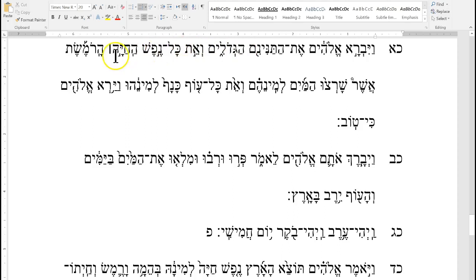Va'et kol nefesh haya, and the whole living soul. Ha-romes, creeping, the living soul. The creeping thing, esher shartsu hamayim, which the waters teemed with, lemenehem, according to their kind. Va'et kal of kanaf, and every bird of wing, lemenehu, according to its kind. Vayar Elohim kitov, God saw that it was good.